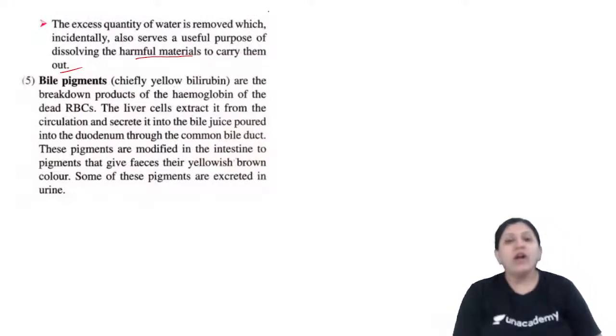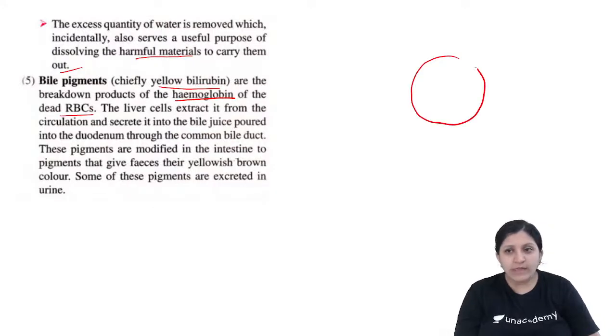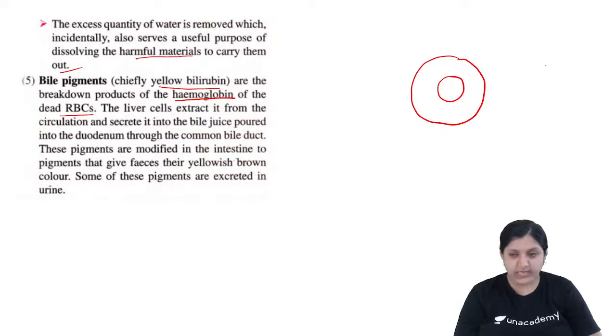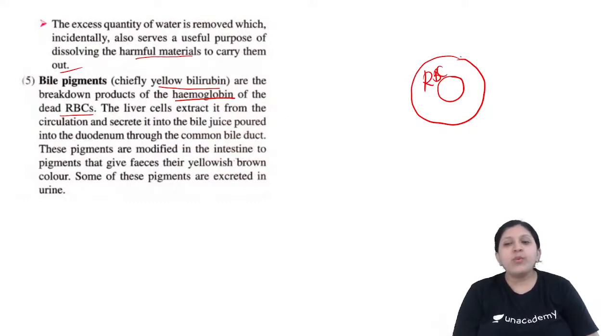All right. Okay, so bile pigments, when we mention them, these are yellow bilirubin. Bilirubin pigment formation comes from the breakdown products of the hemoglobin of dead RBCs. So let's say there is an RBC now. This is an RBC, which is flat and disc-shaped, we can say. So this RBC will have the hemoglobin on it.